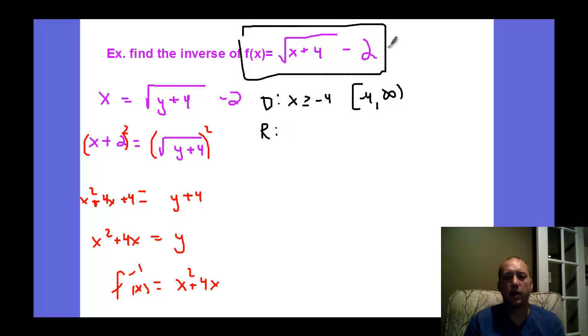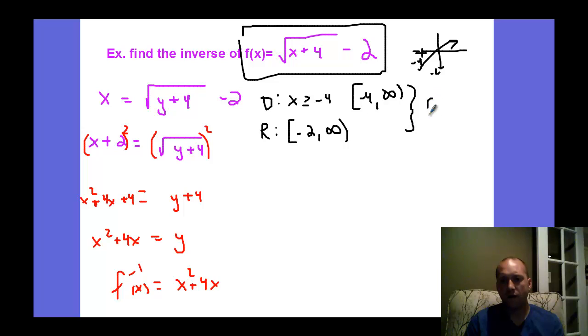The range, if I think about when we talk about graphing these, our shift, we go left 4 and down 2. That's where we started, and it has this shape to it. So we're going to go above it, above -2. So I know my range is from -2 to positive infinity. And so this is the domain and range for the function f. This is for f of x.